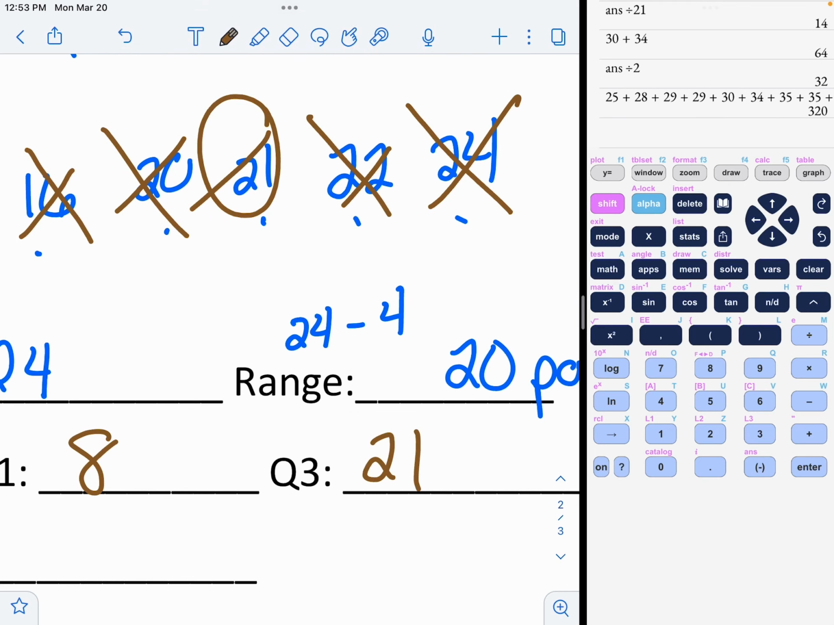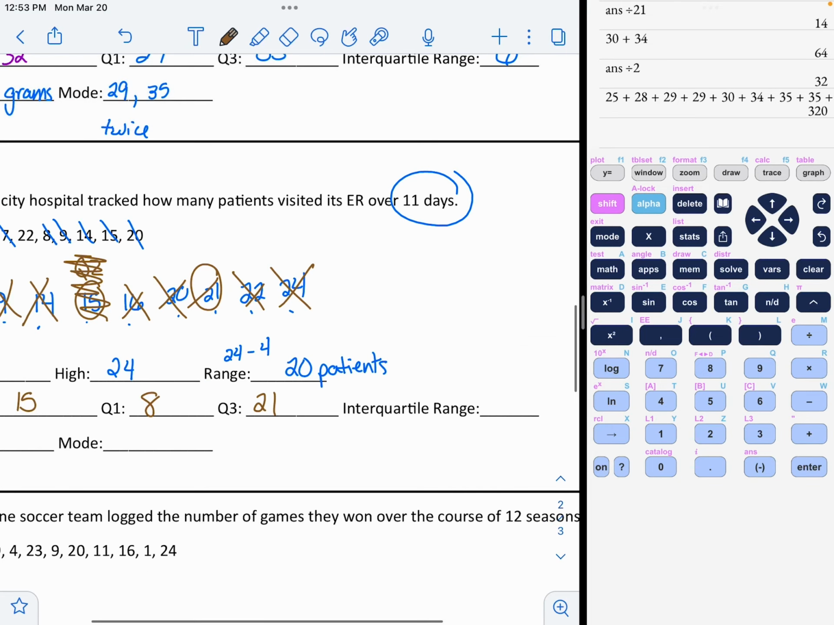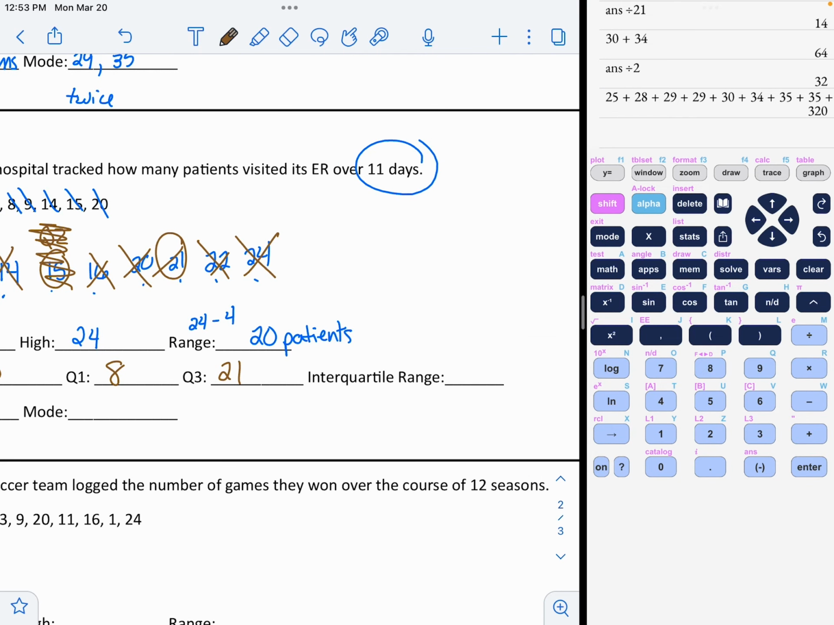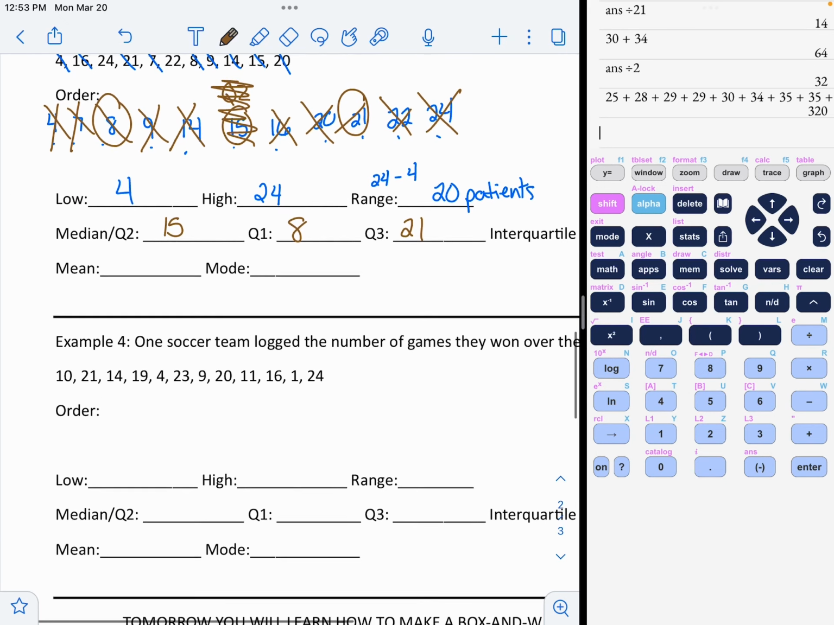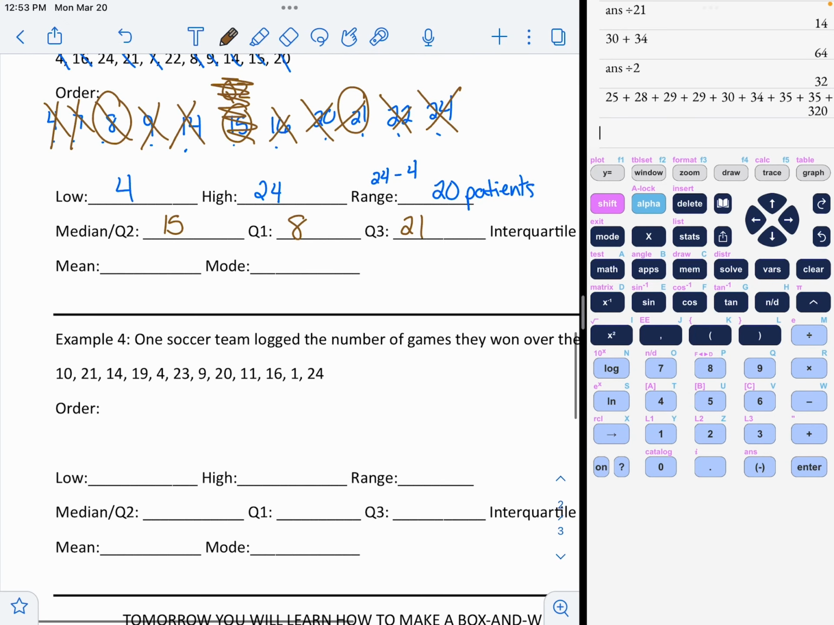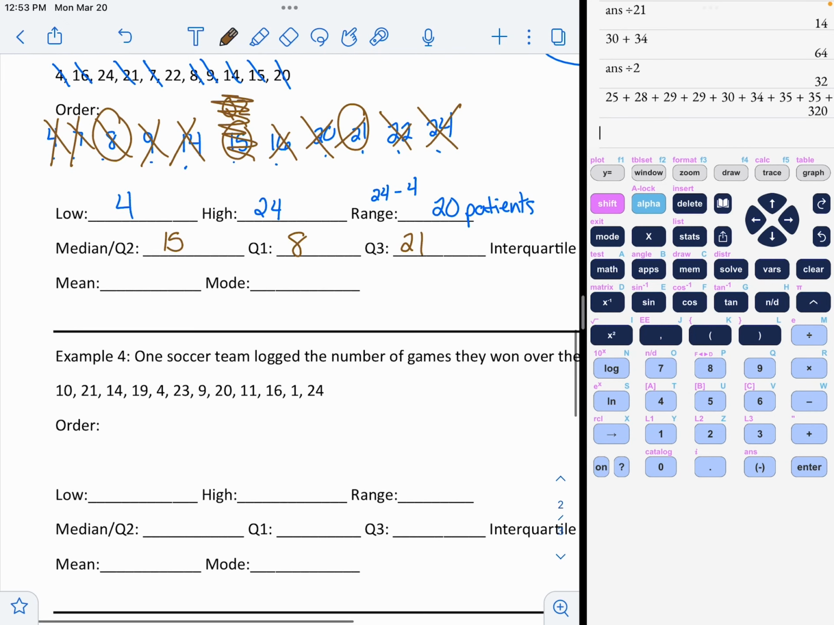I love it when you don't have to find the average of all of them. The interquartile range, remember, that's the middle 50%. So like the middle 50% of the data fits between 21 and 8. So when you subtract those, that's a difference of 13. So the middle 50% only differs by 13 patients. Now for the mean.